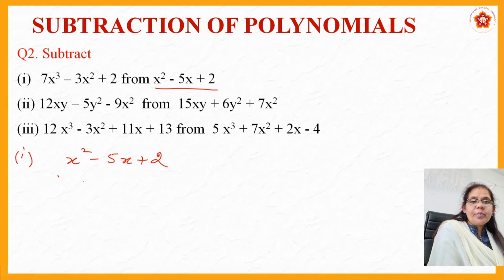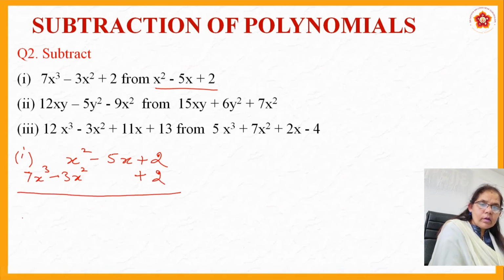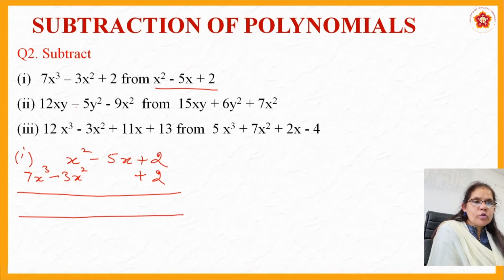(7x cube minus 3x square plus 2). Let me write it here. So I'll write down minus 3x square here. 7x cube is not here, so I'll write down 7x cube here, and plus 2 I'll write here. I'll take up this question after solving the second one.